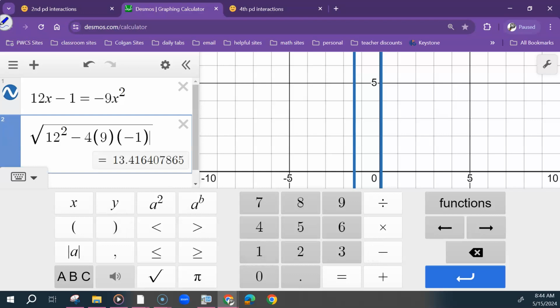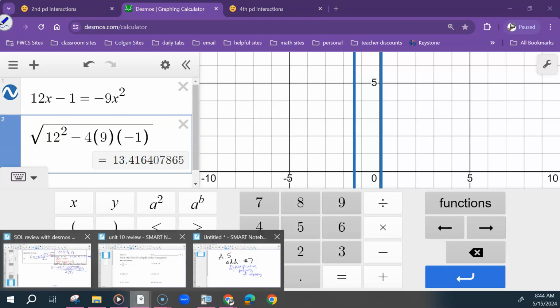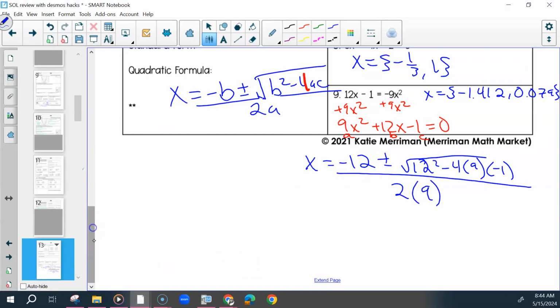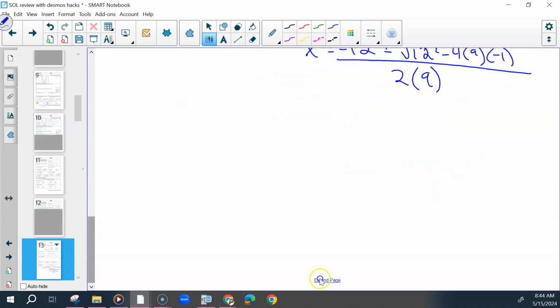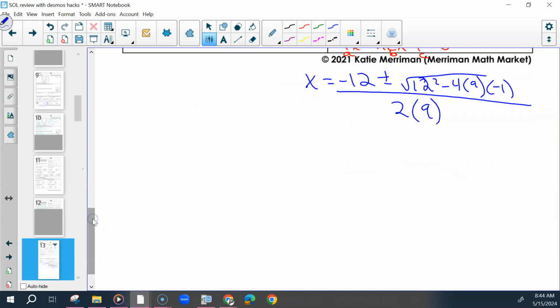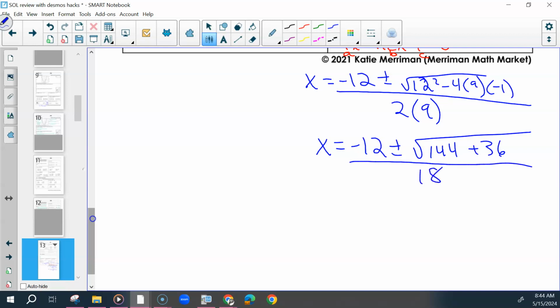And not one that we could just write as a fraction. So I'd have to keep going. And I would simplify each piece separately. So the negative 12 stays, plus or minus stays, and then I would do this 12 squared, and multiply negative 4, 9, and negative 1. So that would be negative 36, positive 36, so plus 36. And multiply the denominator.